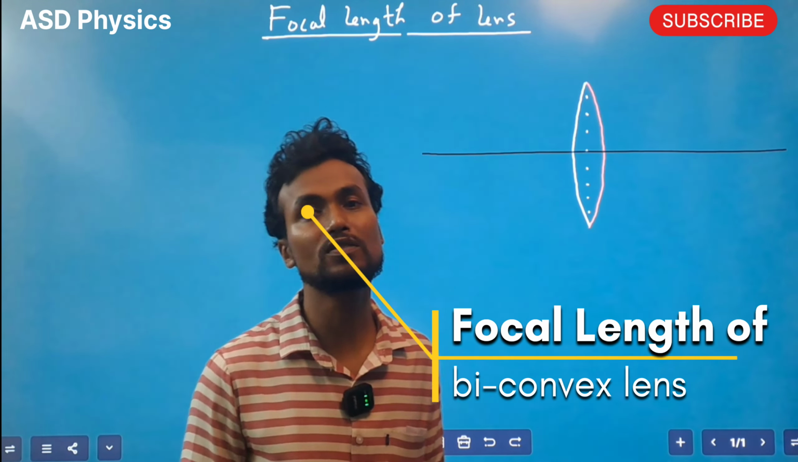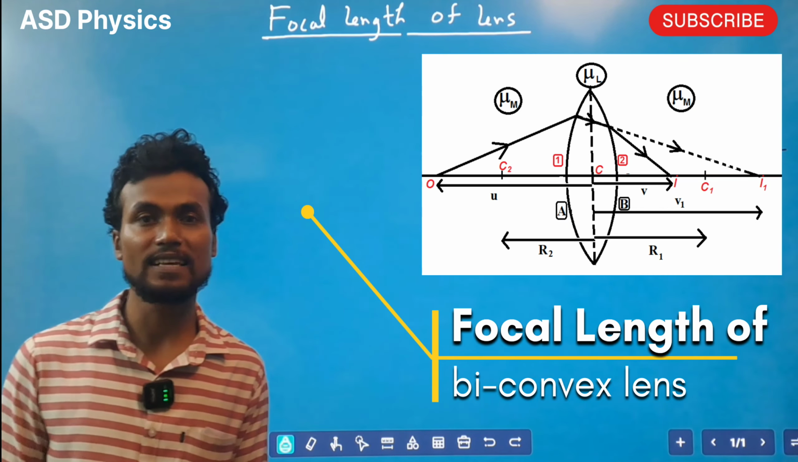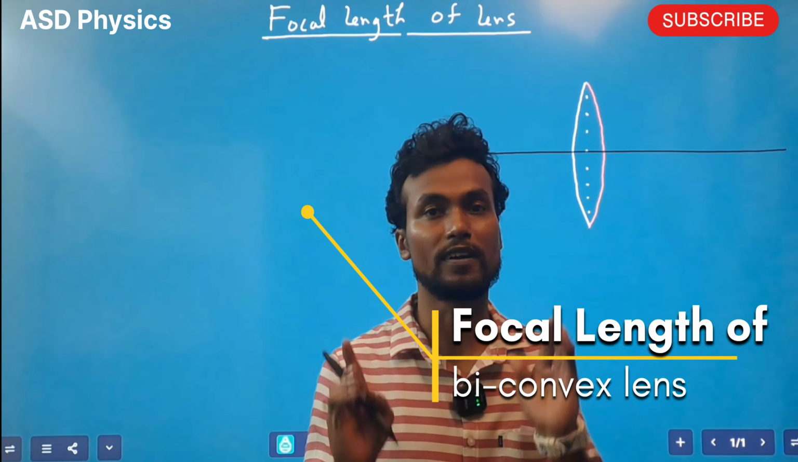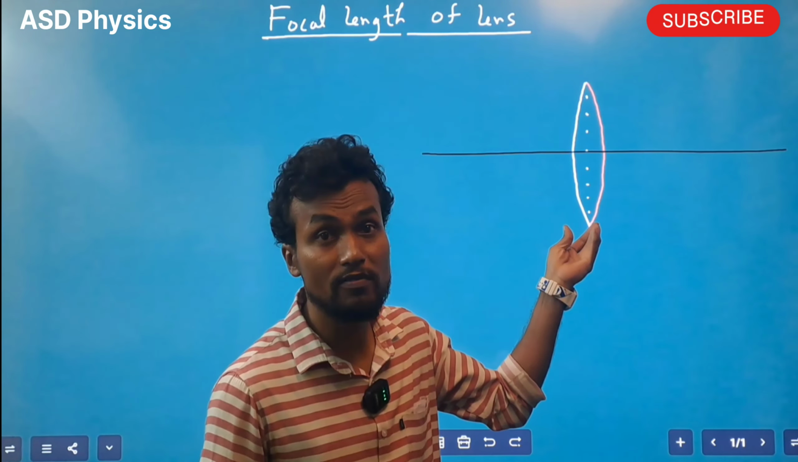Okay, so students, today we are going to learn the topic focal length of lens, and here which lens are we going to use? We are going to use the biconvex lens. What do you mean by the biconvex lens? That means the radius of curvature of both the surfaces will be what? It will be different.